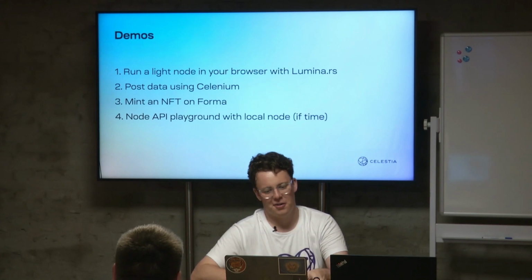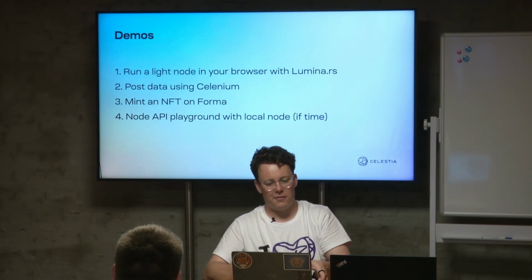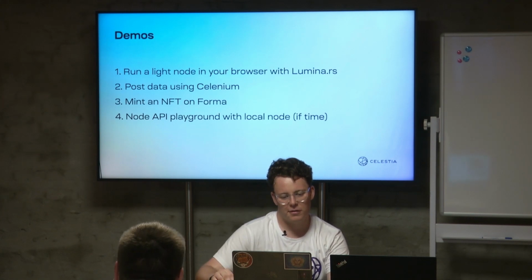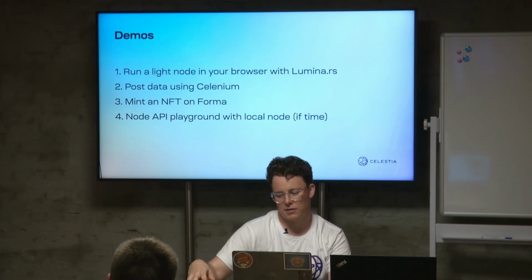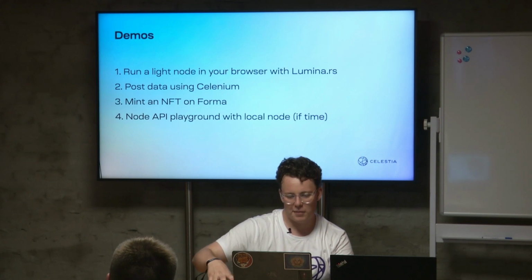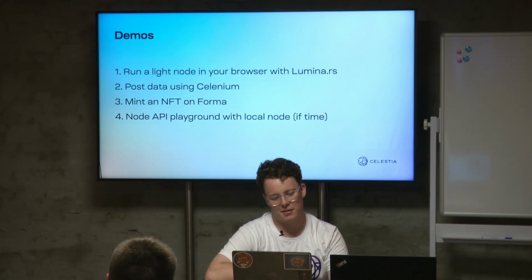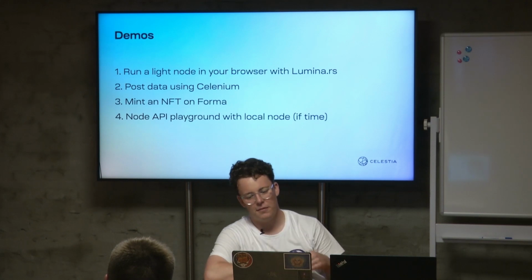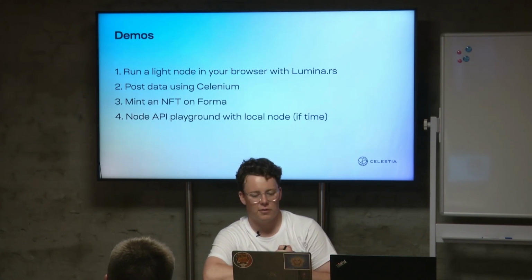So now we're going to go ahead and do a few things. We're first going to run a light node in my browser with Lumina. We're then going to post data using Selenium. We'll mint an NFT on Forma to see what that UX is like. And if we have time, I'm not going to push it too hard, but we might play around with the Node API playground after installing a local Celestia node.